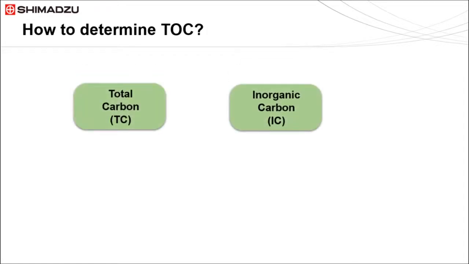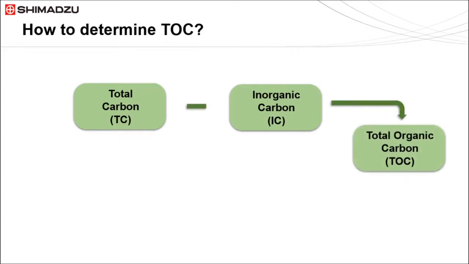But how do we determine TOC in the samples? There are two methods to it. The first is known as the differential method, where the total carbon, or TC, and inorganic carbon, or IC, in the sample are measured. By doing so, the TOC value of the sample can be obtained by subtracting the IC portion from TC. This method is also known as the TC minus IC method.